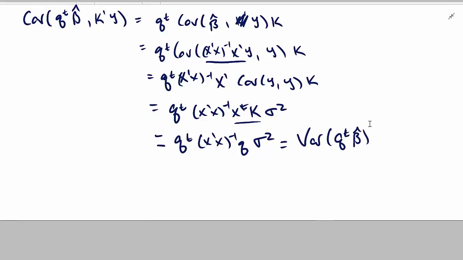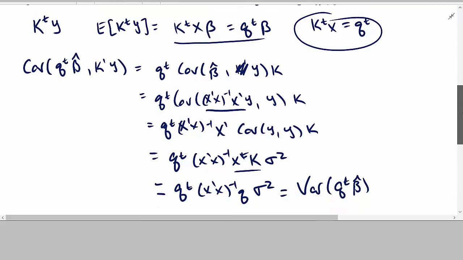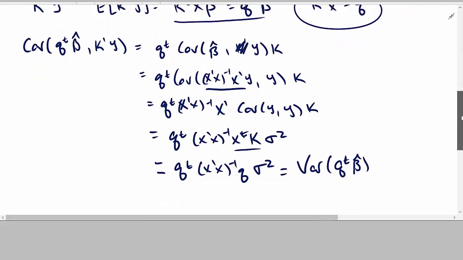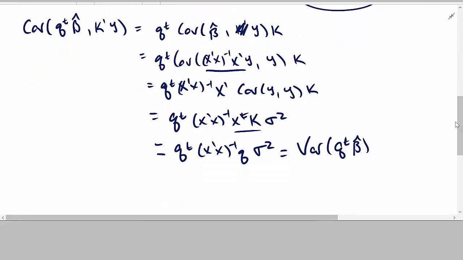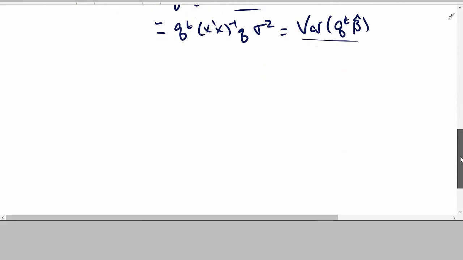Okay, now let's get to the proof. Now that we have that, that's another fact that you need to keep in your back pocket. So we have two facts you need to keep in your back pocket. First, that K transpose X has to equal Q transpose, but the second fact, the only one you have to remember now, is that the covariance between the two estimators works out to be equal to the variance of Q transpose beta hat.